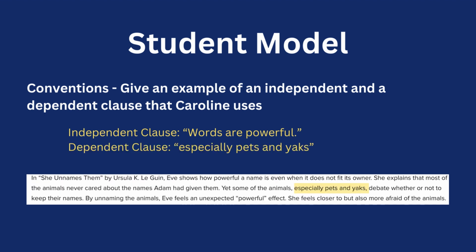And one dependent clause can be found in paragraph 2 with the clause, especially pets and yaks. This clause cannot stand on its own as a complete thought. It requires the rest of the sentence that surrounds it to make sense. Again, don't worry too much about getting this right now. We'll have a lesson on this later.